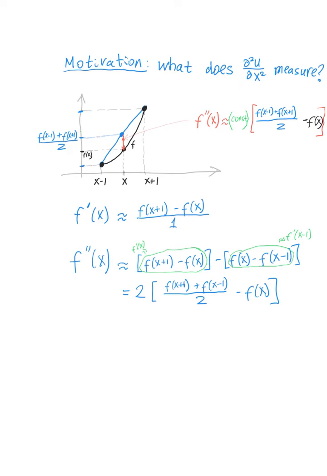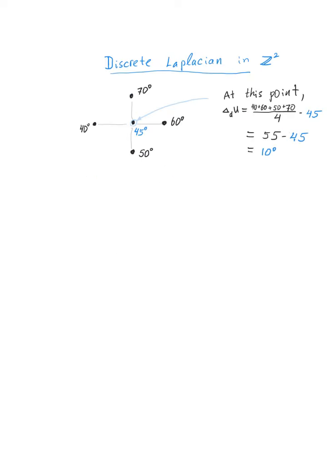it measures how different our function is from the straight line. So if this gap is positive, then the function is concave upwards. And if the difference between the average and f of x is negative, intuitively that means that the function is concave downwards.